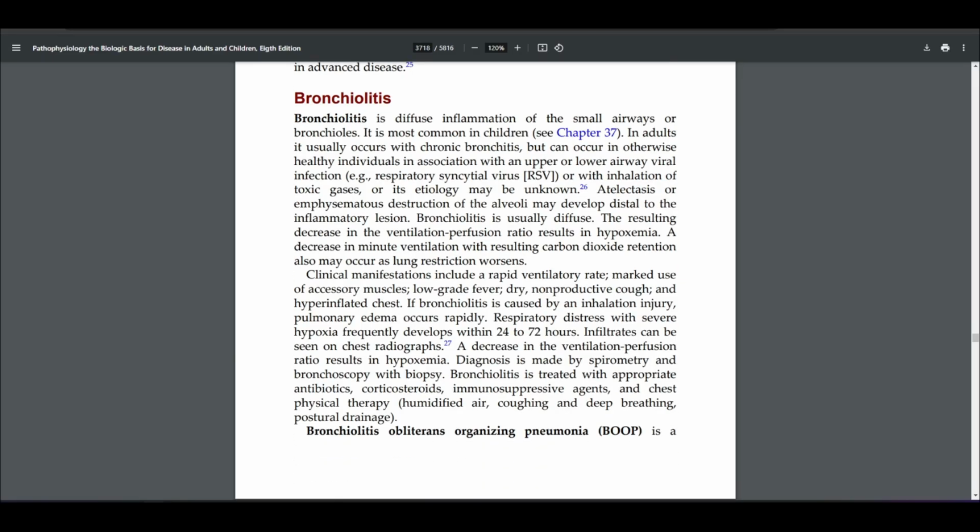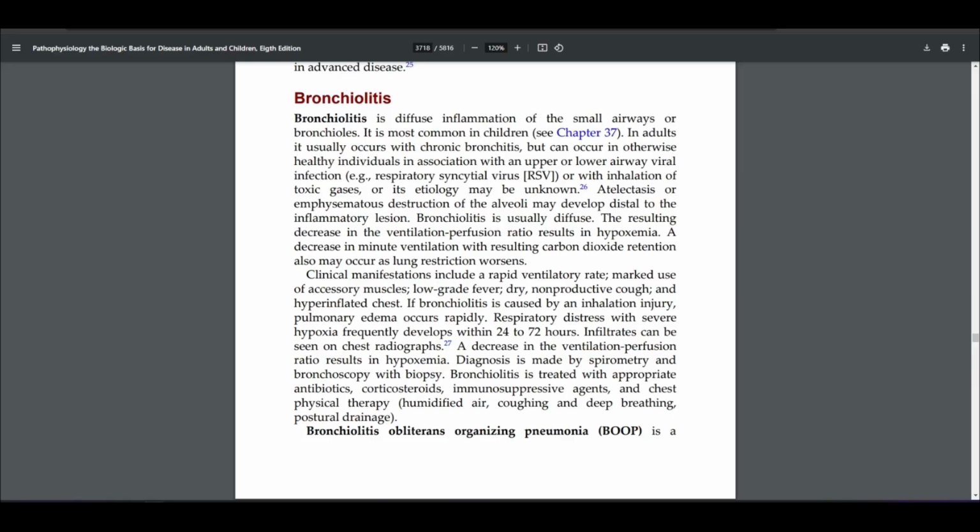That brings us to bronchiolitis. Bronchiolitis is diffuse inflammation of the small airways, or bronchioles. It is most commonly seen in children. In adults, it usually occurs with chronic bronchitis, but can occur in otherwise healthy individuals in association with an upper or lower airway viral infection, such as RSV, or with the inhalation of toxic gases. But also, the etiology may be unknown. Atelectasis, or emphysematous destruction of the alveoli, may develop distal to the inflammatory lesion.